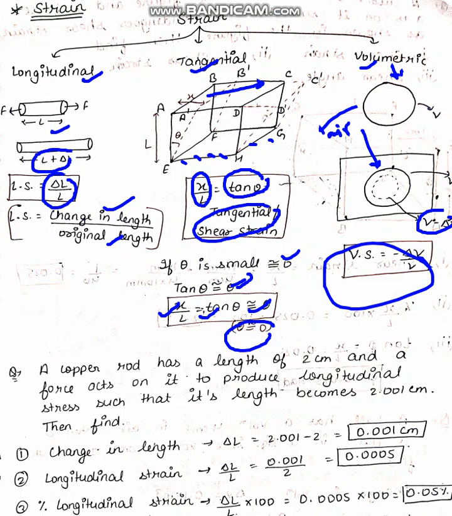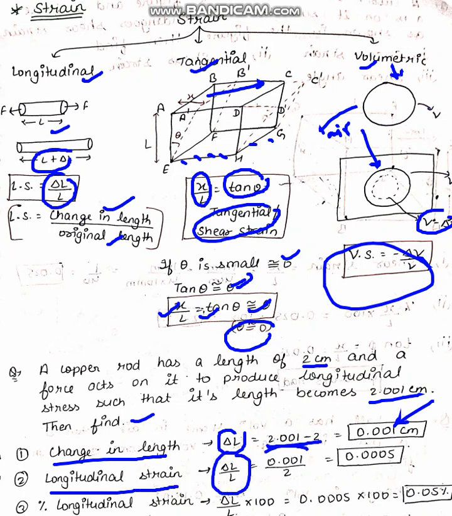Next there is a question on this. A copper rod is given which has a length of 2 cm, and a force acts on it to produce longitudinal stress such that the length becomes 2.001 cm. Then find, first, the change in length. So change in length is final minus initial, so it will be 0.001 cm. Then we need to find longitudinal strain, which is delta L by L, which is 0.001 by 2, which is 0.0005.